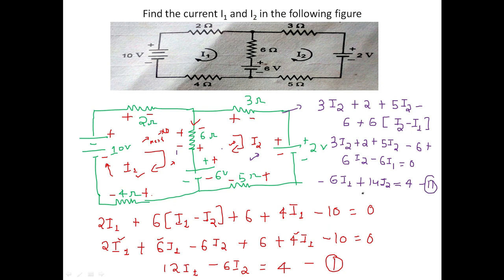Now we can easily find out the values of I1 and I2. Let's see how we can solve for the values of I1 and I2. Our first equation says that 12 I1 minus 6 I2 is equal to 4, and our second equation says that minus 6 I1 plus 14 I2 is equal to 4. This is our first equation arising in the previous step. This is our second equation.